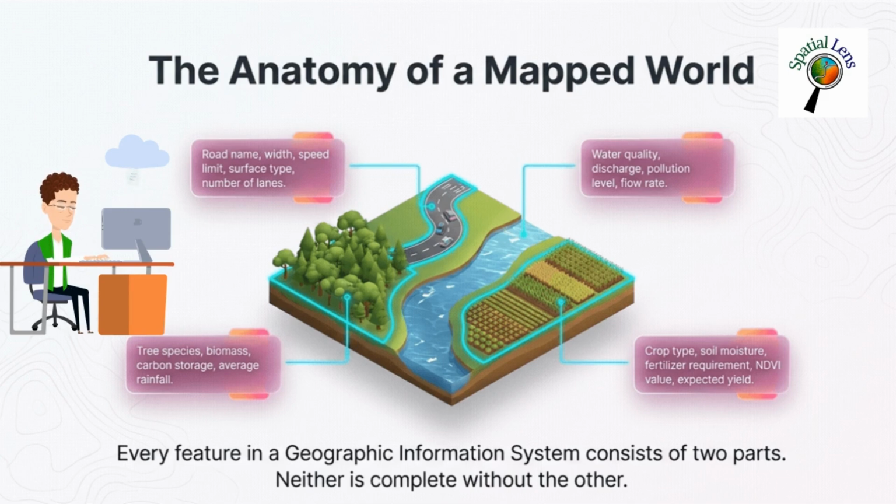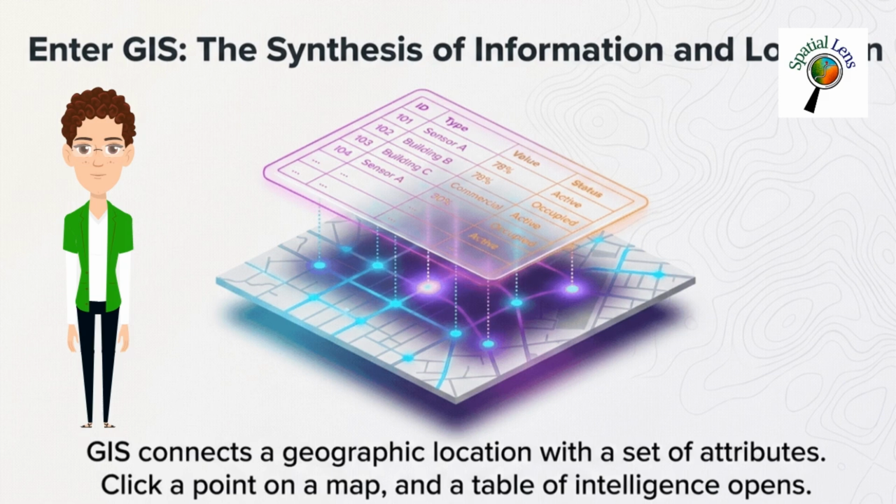Its tree species, biomass, carbon storage, and average rainfall are non-spatial data. A crop field is spatial data. Its crop type, soil moisture, fertilizer requirement, NDVI value, and expected yield are non-spatial data. Notice that every real-world object has both location and descriptive information. This is exactly how GIS represents our world.